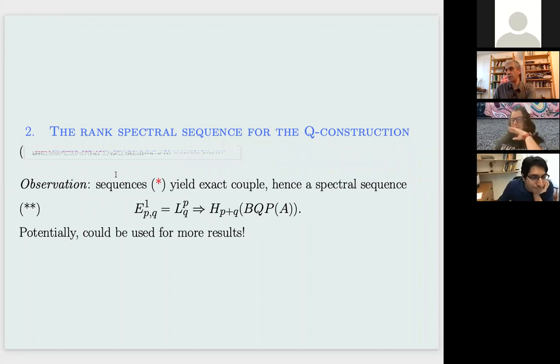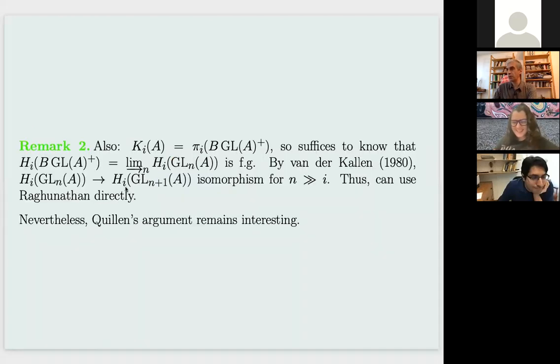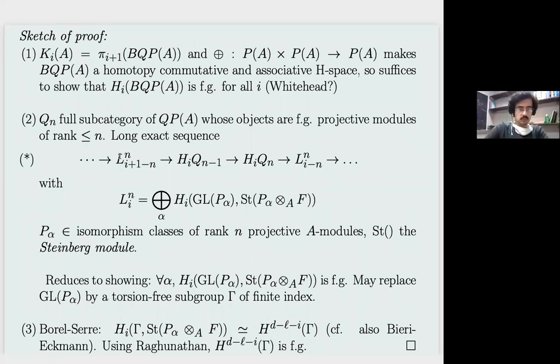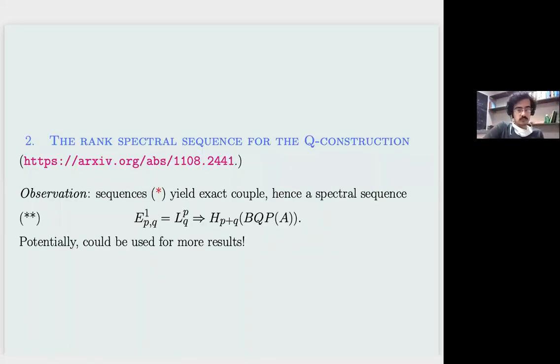The first observation is that the long exact sequences of Quillen, in fact, yield an exact couple and therefore a spectral sequence. So let me go back to the sequences, the sequences star. So just look at them and you see that they underlie an exact couple. So Quillen's construction gives more than his argument. It gives a spectral sequence. And you could use this spectral sequence for more results. So initially, I thought of this.